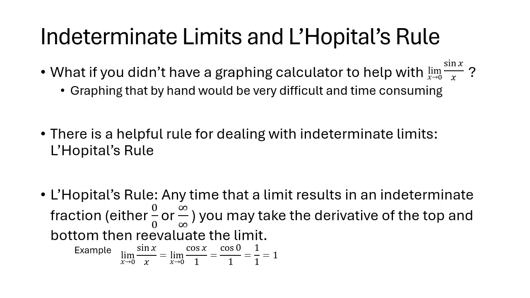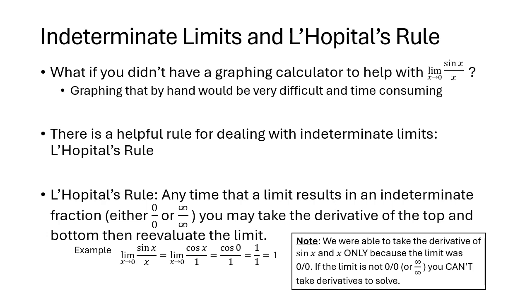If we do this for sine of x over x, we note that plugging in 0 gives us 0 over 0, which allows us to do this. The derivative of sine of x is cosine of x, and the derivative of x is 1. If we now plug in x equals 0 into our new fraction, we have cosine of 0 over 1, where cosine of 0 is 1, and so 1 divided by 1 is equal to 1, which gives us the correct answer to this limit without graphing.